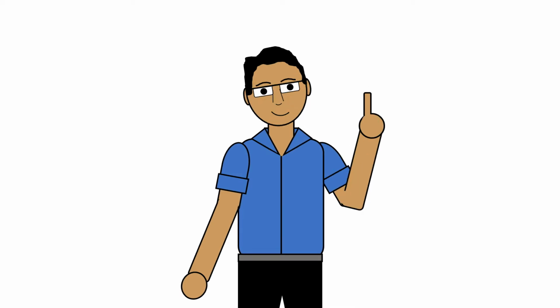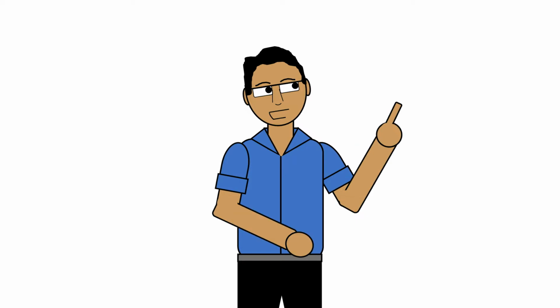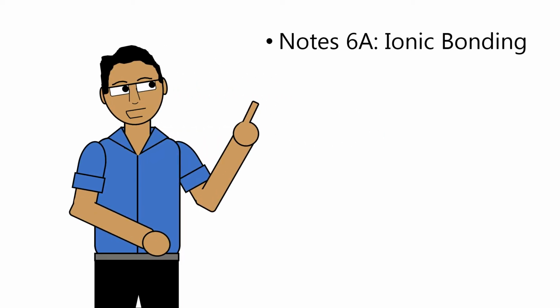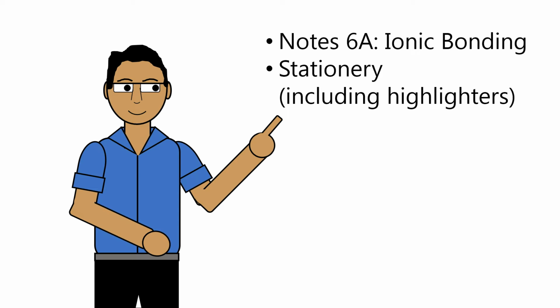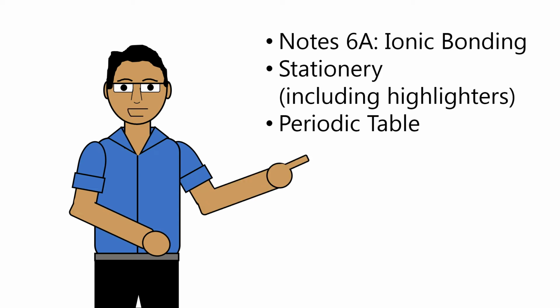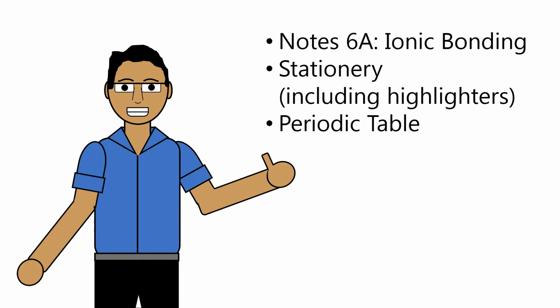Before we begin, please ensure you have the following relevant materials. Note 6a, Ionic bonding, your stationery including highlighters, and a copy of the periodic table. Pause the video here to find these materials. Once ready, we can move on.